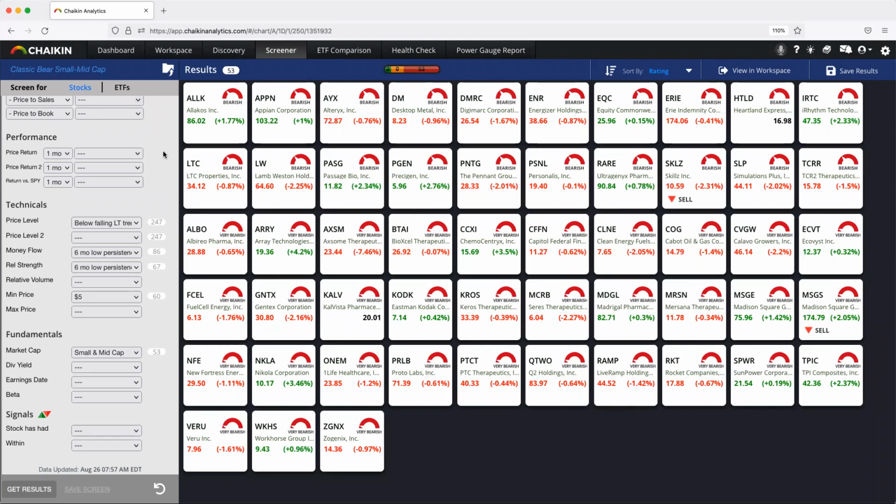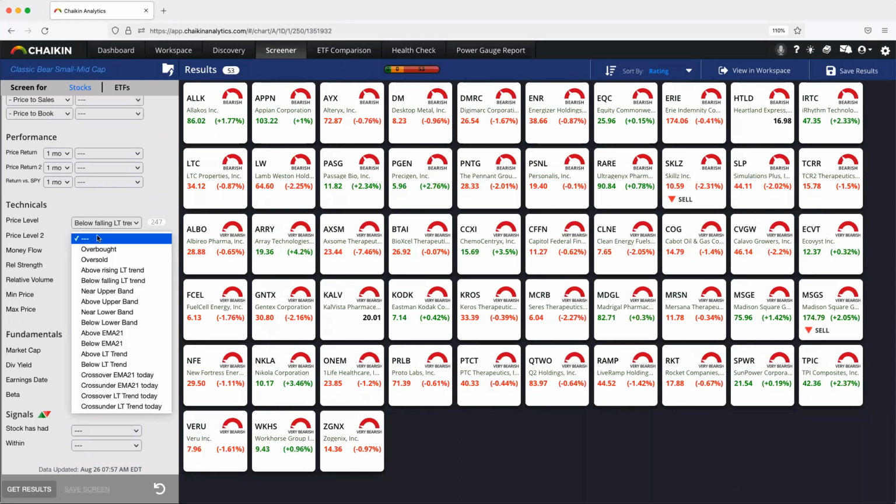You may say, okay, I like this. 53 is maybe too many stocks for me to be looking through for a put opportunity or some other bearish strategy? Sure. Well, then we can modify this further. One way to do that might be price level 2.